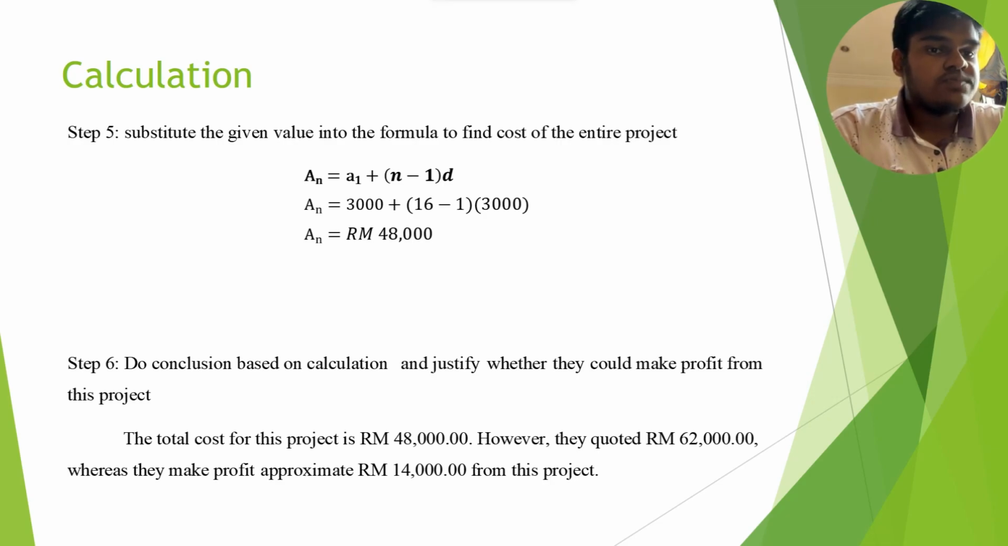Then we do the conclusion based on the calculation and justify whether they could make profit from this project. The total cost for this project is 48,000. However, they quoted 62,000, whereas they make a profit of approximately 14,000 from this project.